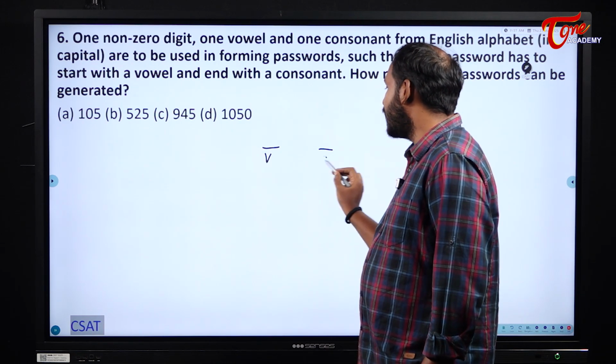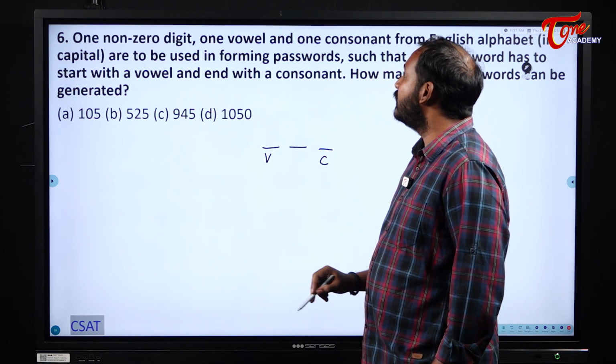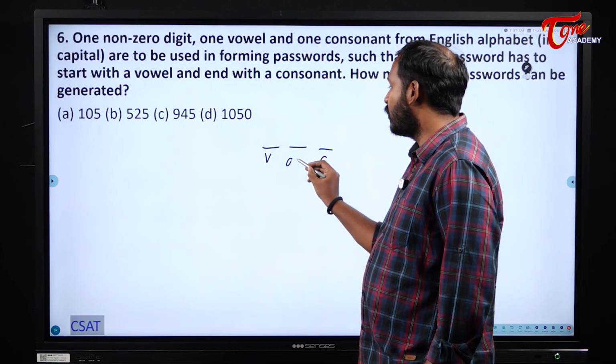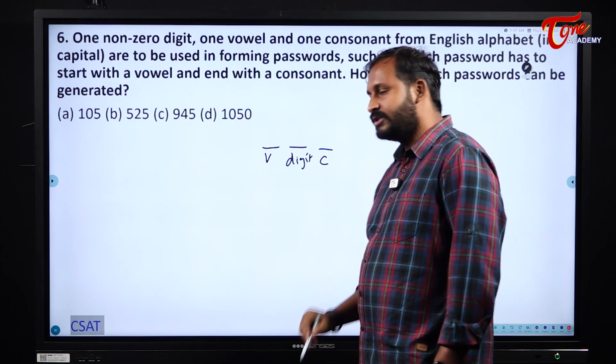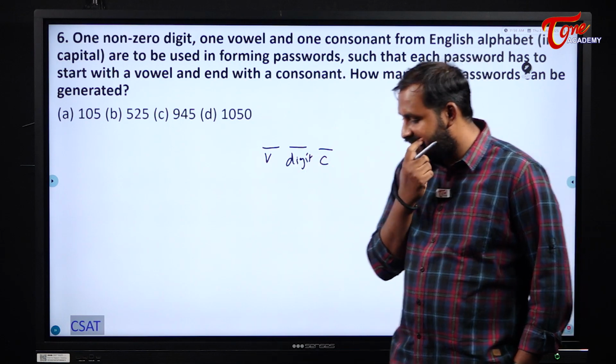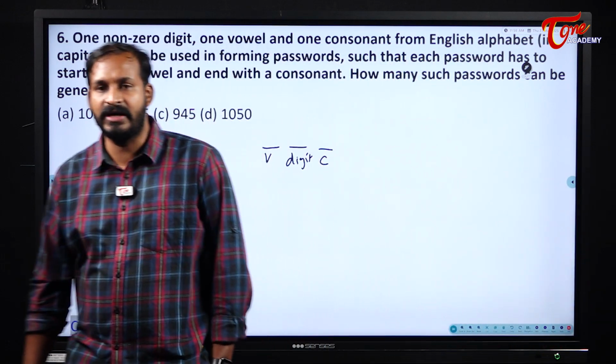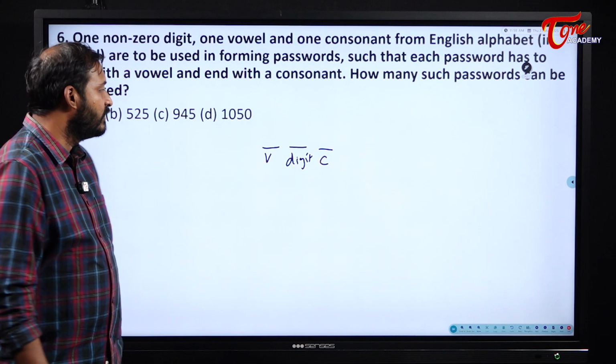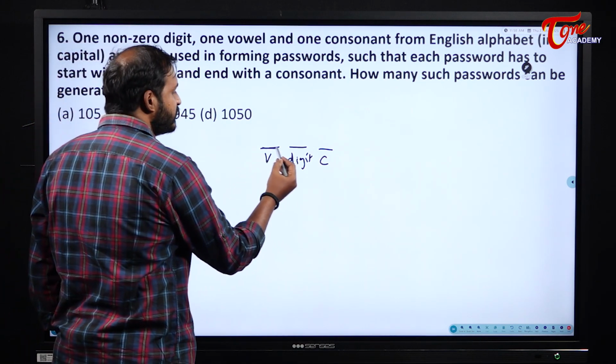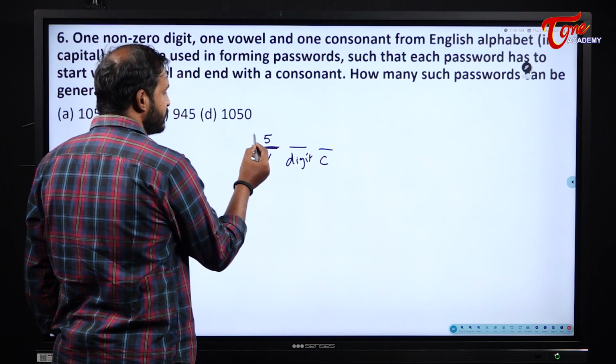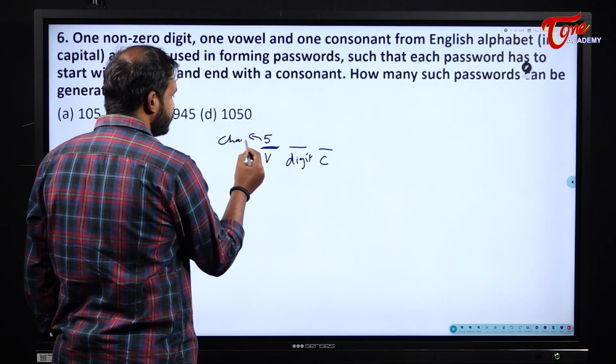Vowel and consonant, and it should contain one non-zero digit. It should start with a vowel and end with a consonant. Total in the English alphabet, how many vowels do we have, students? 5 vowels. So for the first position, how many chances will I have? 5 chances.